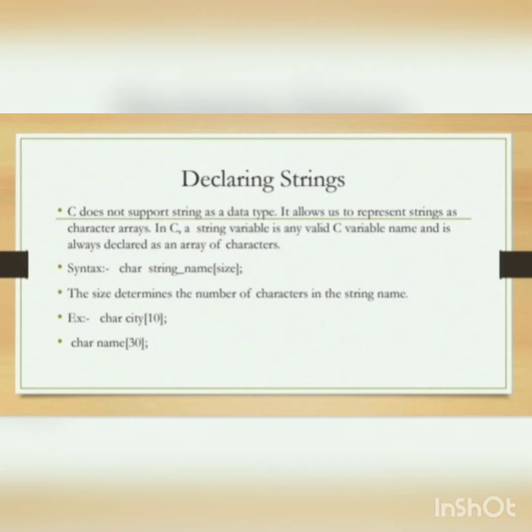Declaration of strings. C does not support string as a data type. It allows us to represent strings as character arrays. In C, a string variable is any valid C variable name and is always declared as an array of characters. Syntax: char string_name[size].